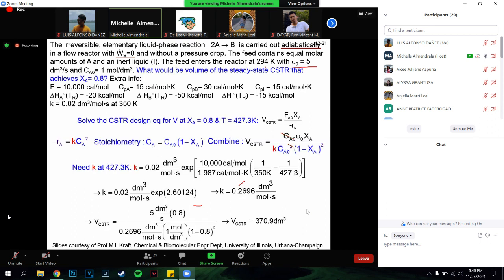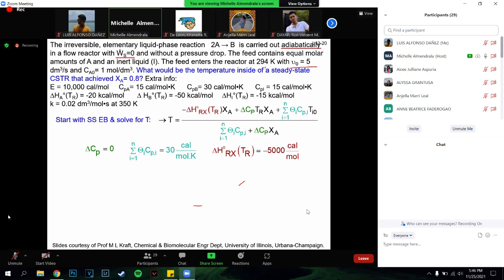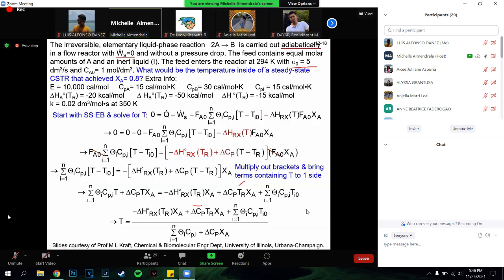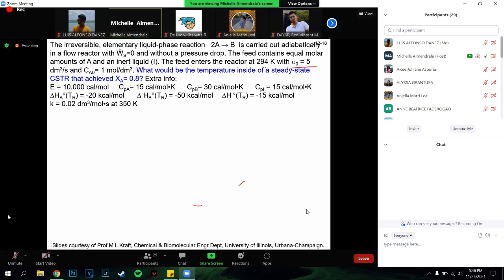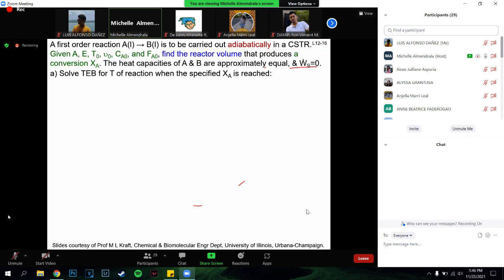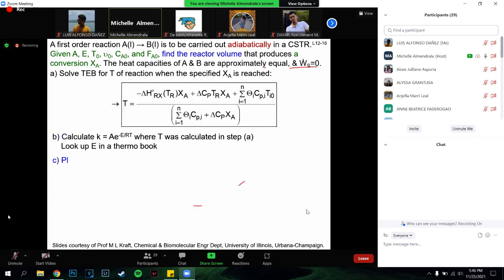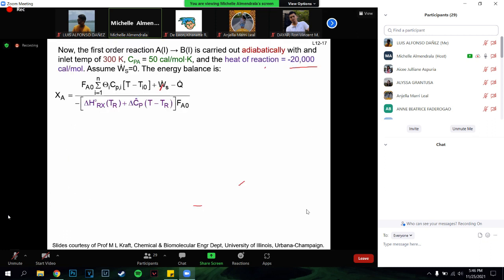For a CSTR, 370. This is irreversible, right? Elementary. What about the previous one? Liquid phase, no? Will this be the same? Sorry, it's CSTR. We are still on the CSTR, class.